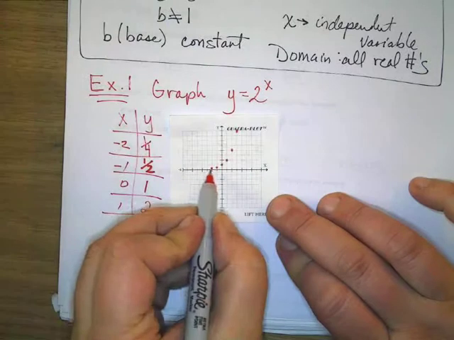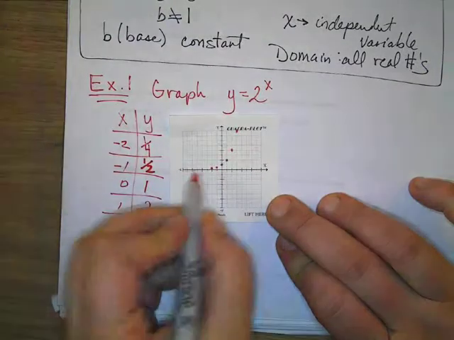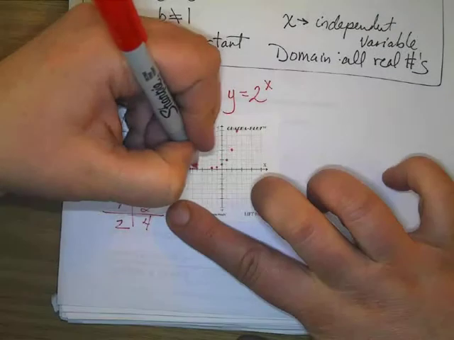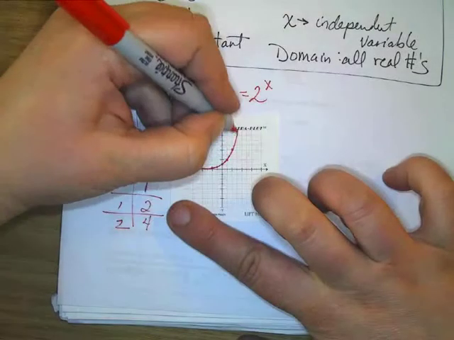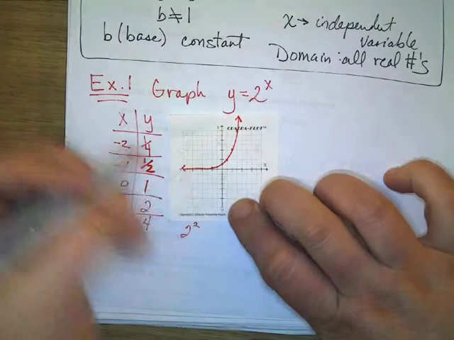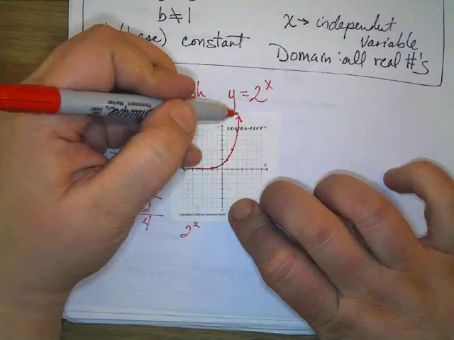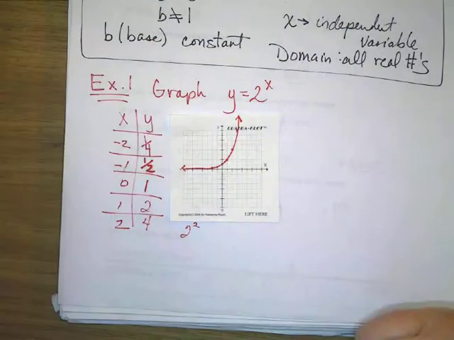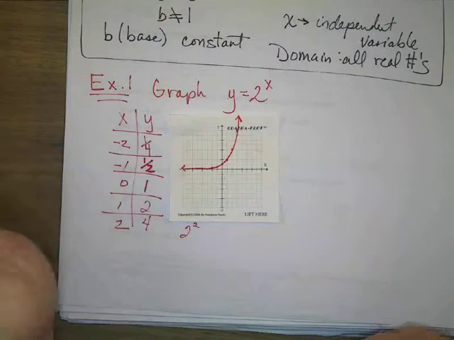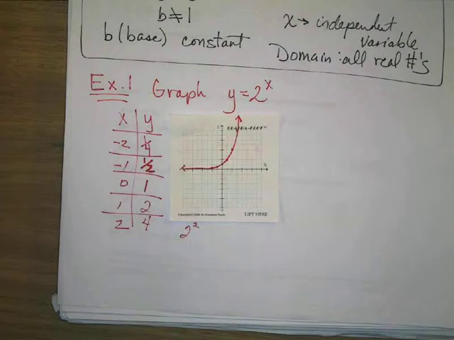And if I picked smaller numbers, we would just get closer and closer to the x-axis. Exponential functions look like this. They get really, really flat looking out here, and they get really, really big really fast. That's an exponential function. Okay? Well, that's when the base is bigger than 1.